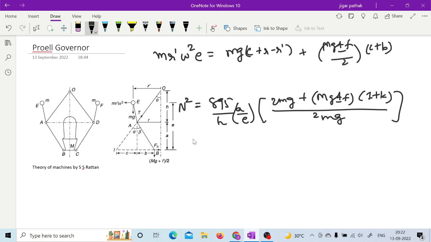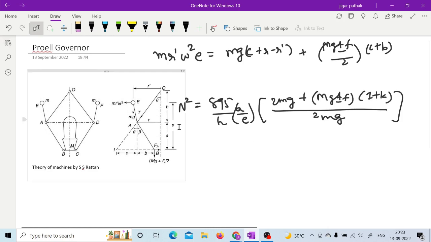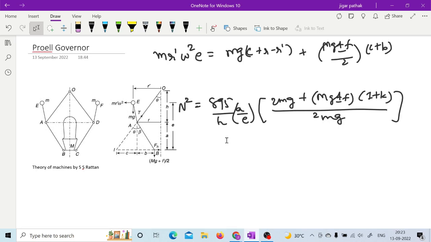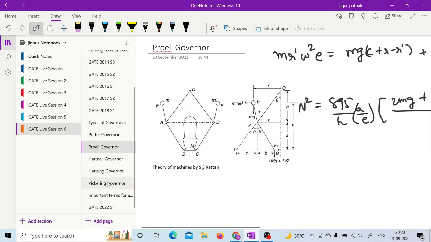Like this you can derive the relation between the speed and height of the governor in case of the Proell governor. So this a by e will allow the movement of the sleeve with less change in speed. Otherwise, until and unless a certain speed is achieved and certain forces are generated, you will have less sensitivity.